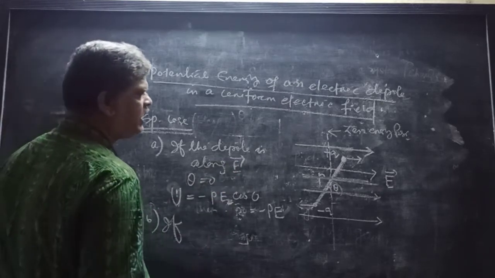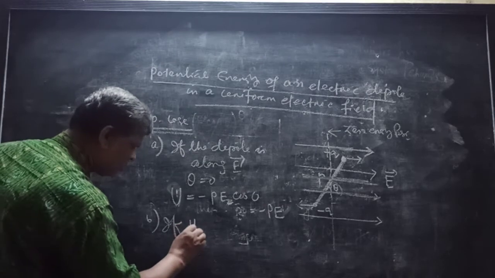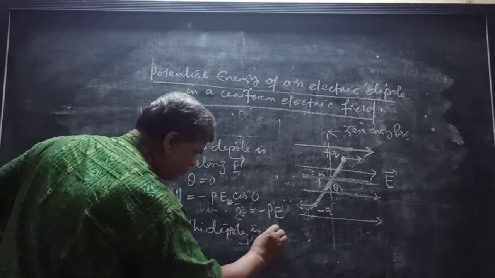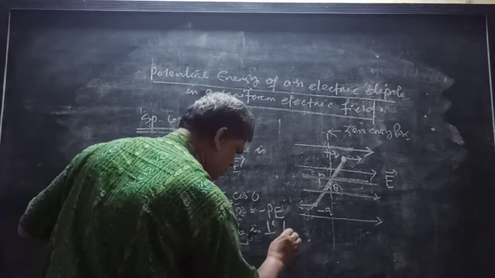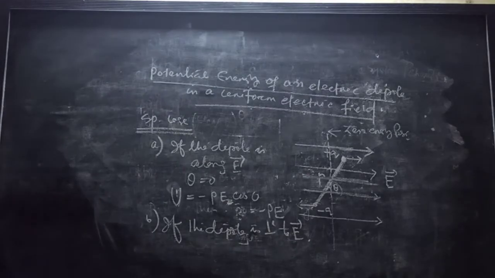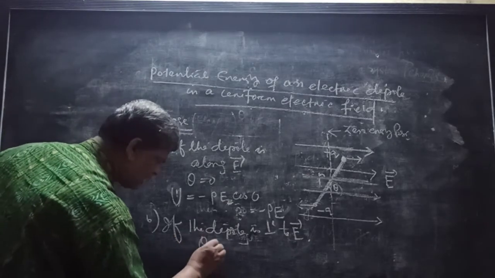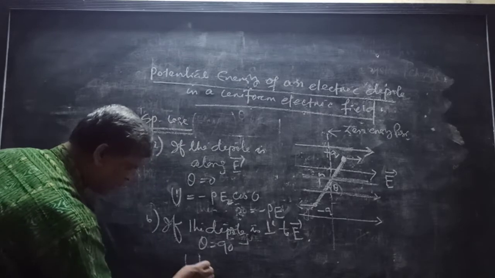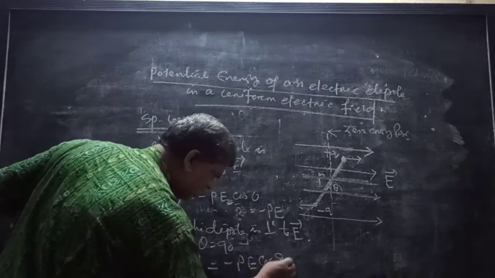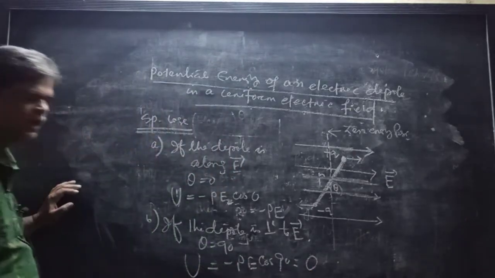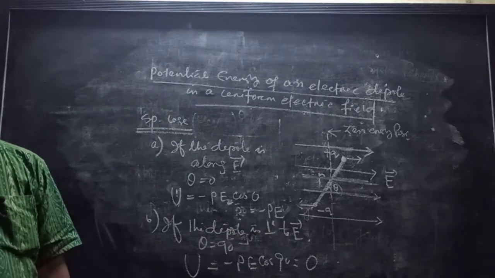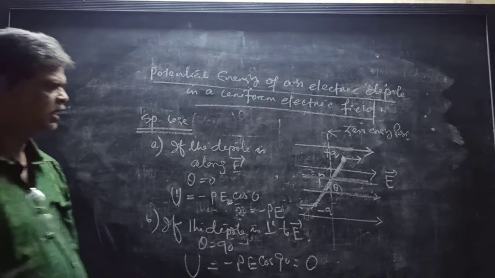Second, if the dipole is perpendicular to E vector, then theta is equal to 90 degree, so U is equal to minus PE cos 90, that is equal to 0. So when the dipole is perpendicular, it is a zero energy position.